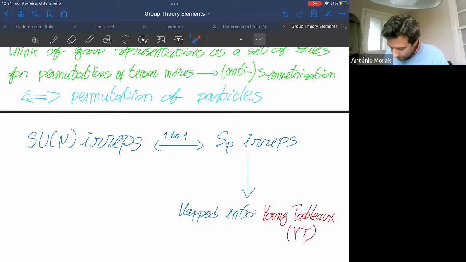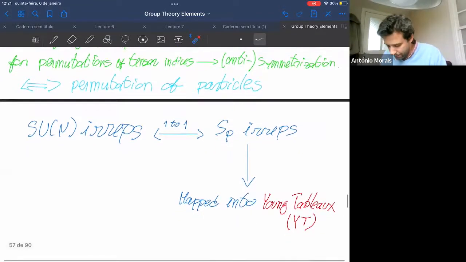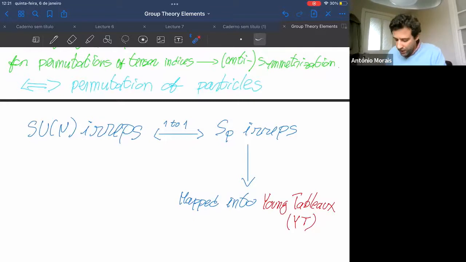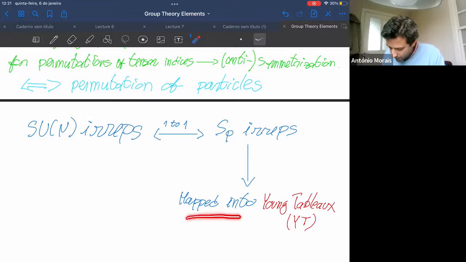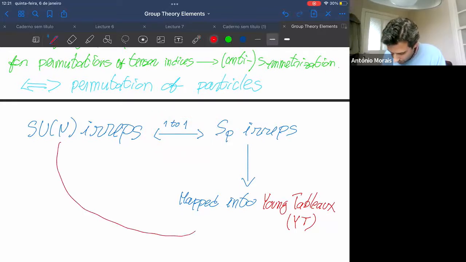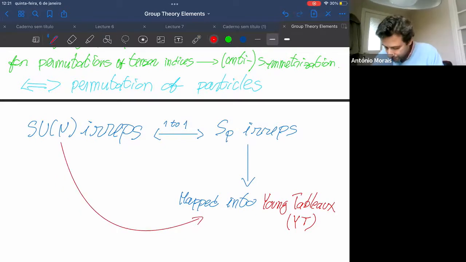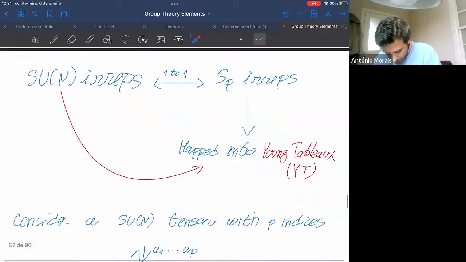And we can map, and this is a result that I'm already putting here because we don't have time to study the permutation group. Of course, in a full group theoretical lecture course, we would first study the permutation group. But we can map these S_p reps into Young tableaux. And of course, because of this one-to-one correspondence, the SU(N) irreps can also be mapped into Young tableaux. And this is what we are going to use.